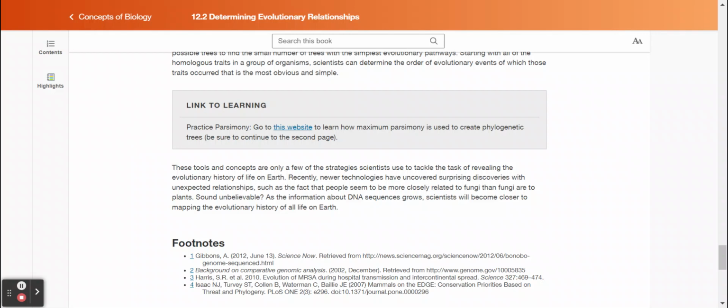These tools and concepts are only a few of the strategies scientists use to tackle the task of revealing the evolutionary history of life on Earth. Recently, newer technologies have uncovered surprising discoveries with unexpected relationships, such as the fact that people seem to be more closely related to fungi than fungi are to plants. Sound unbelievable? As the information about DNA sequences grows, scientists will become closer to mapping the evolutionary history of all life on Earth.